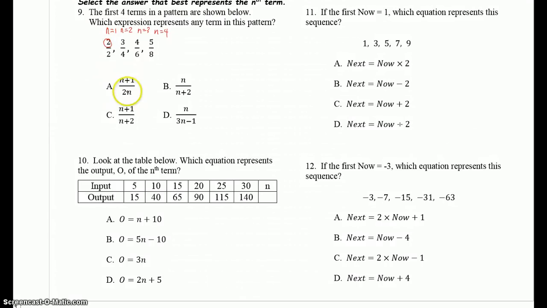Yes. Okay, let's test the bottom. If n is 1 and we plug in 1, we get 2 times 1 is 2. Does that work so far? Yes. Okay. If we looked at b and we plugged in n is 1, we'd have 1 over 1 plus 2 is 3. Would that give us the 2 over 2? No. If we tested it here, if we plugged in n is 1, we'd have 2 over 3. Does that give us 2 over 2?